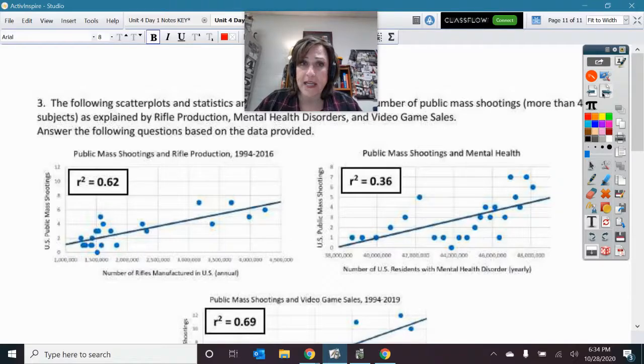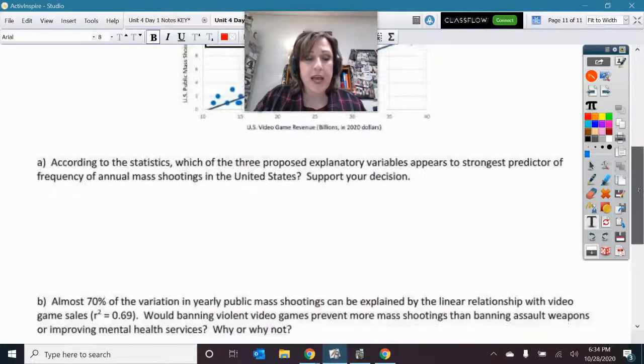But talking about the debates going on between the explanatory variables, some people say it's the accessibility, the rifle production, or how hard it is to get one. Mental health disorders have also been cited, and video game sales, the violent video games or whatever. So, some very interesting things that R squared tells us about that we are going to want to discuss.